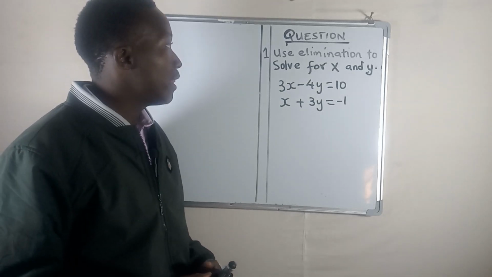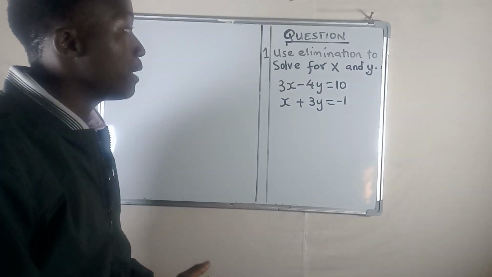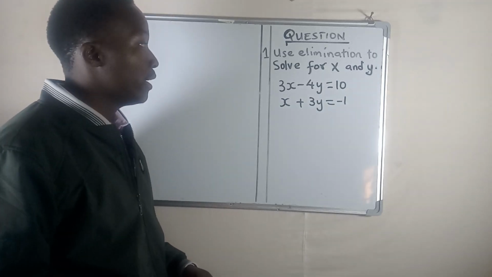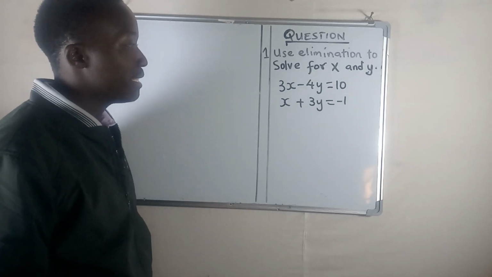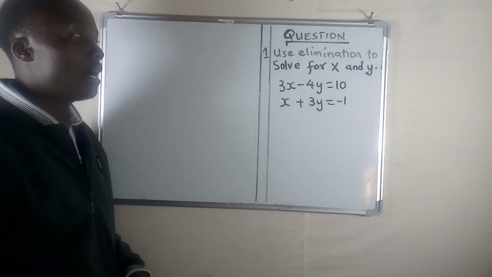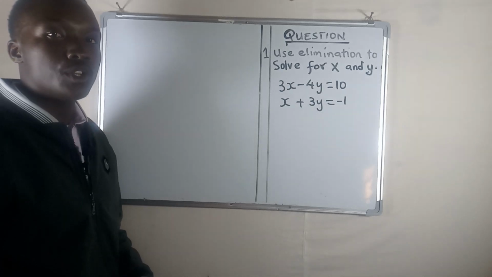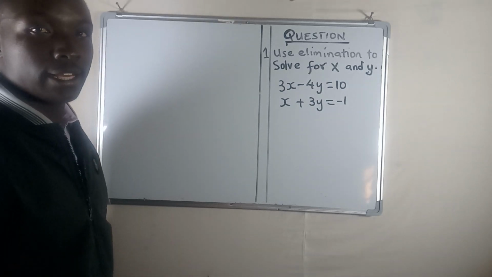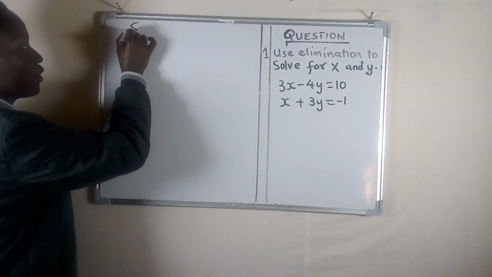And there is a question here, and our question is asking, use elimination to solve for x and y. So we have two equations. We have the first one, that is 3x minus 4y is equal to 10, and x plus 3y is equal to -1. So when we solve this question, we are going to have the values of x and the values of y. And we are going to do that particular question here.